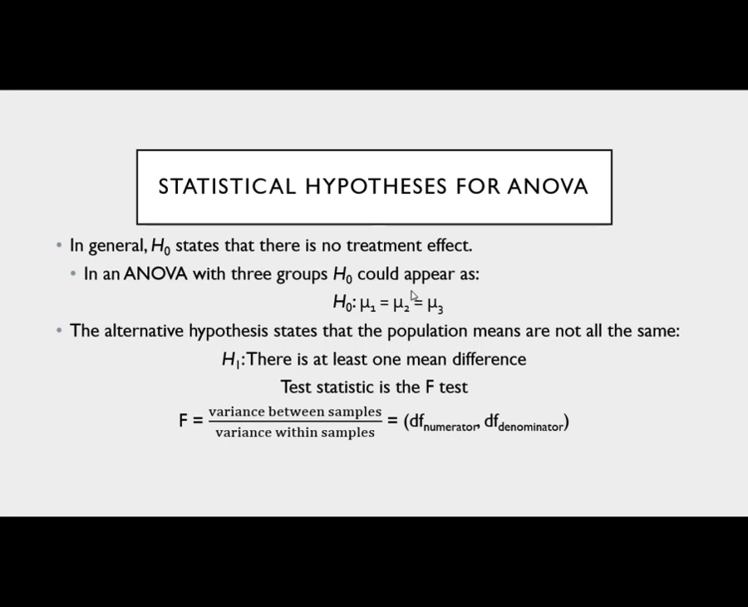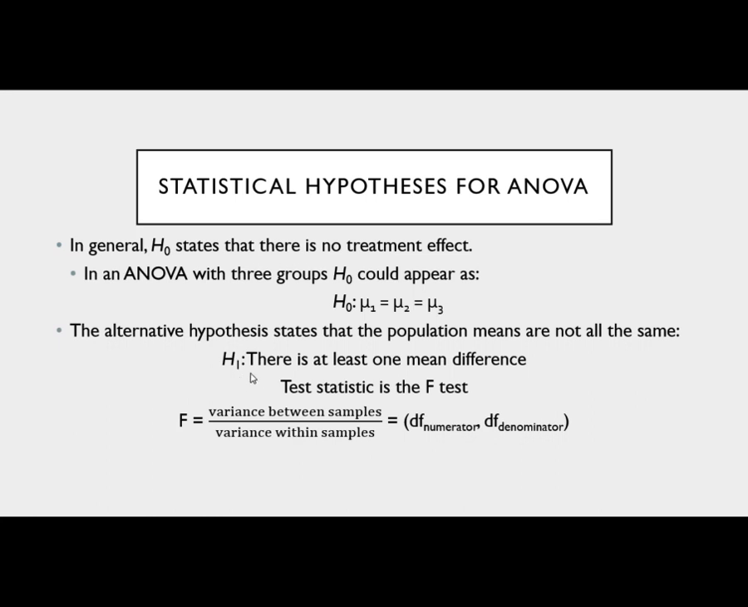So hypothesis testing for ANOVA is just like the ones in t-tests, right? We do the same thing. We state the null hypothesis that states there's no treatment effect. In an ANOVA with 3 groups, the null could appear as the mean of the first group is equal to the mean of the second group, which is equal to the mean of the third group. The alternative hypothesis states that the population means are not all the same.